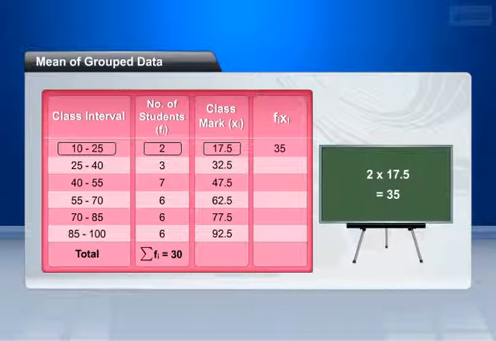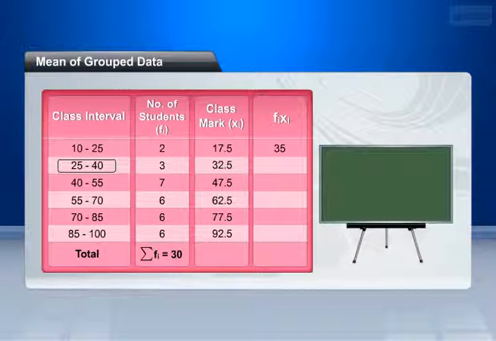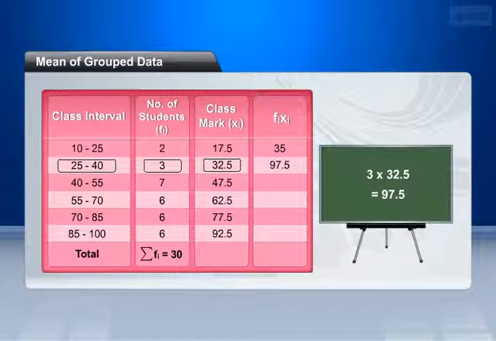Consider next class interval 25 to 40. For interval 25 to 40, the frequency fi equals 3 and the class mark xi equals 32.5. Then fi xi equals 3 into 32.5. This is equal to 97.5.